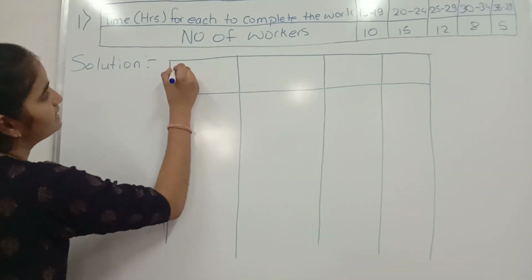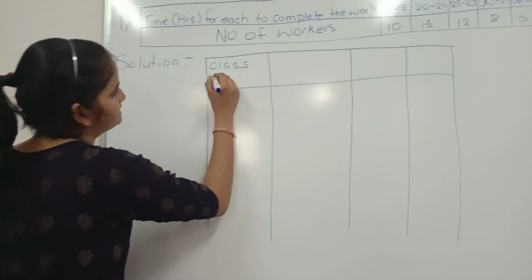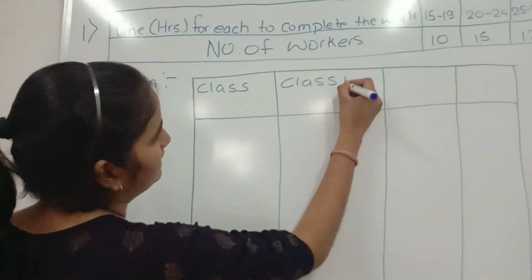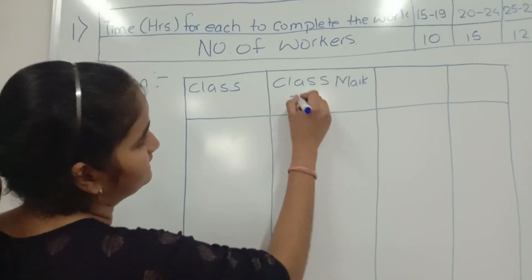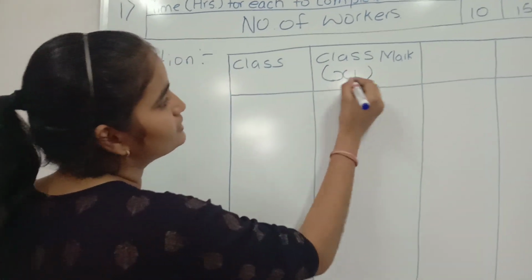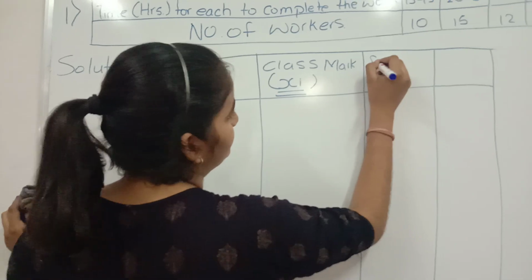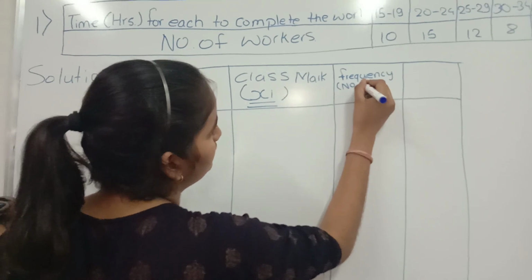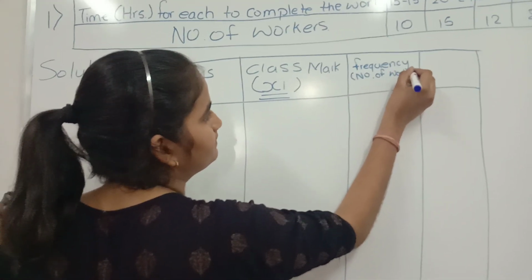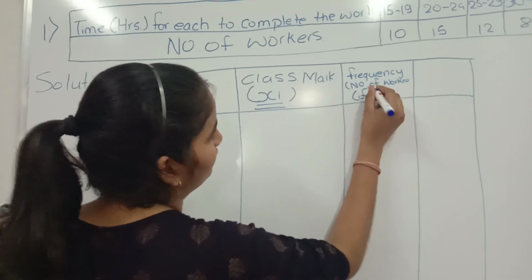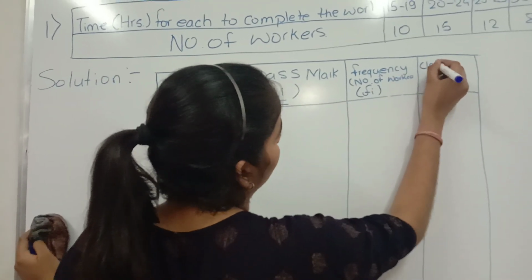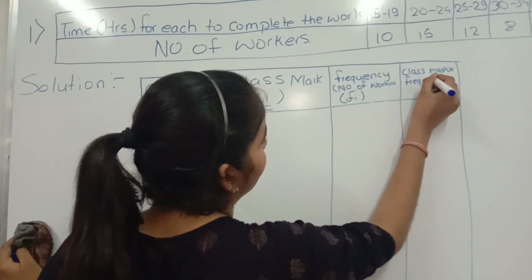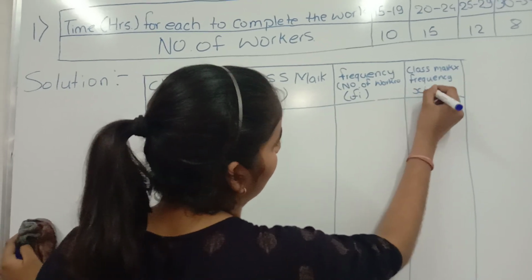First will come class. I will explain what is going to come here. Class mark, which is denoted by xi. Now talking about frequency, frequency means the number of workers. It is denoted by fi. And here is going to come class mark multiplied by frequency, which is denoted by xi fi.